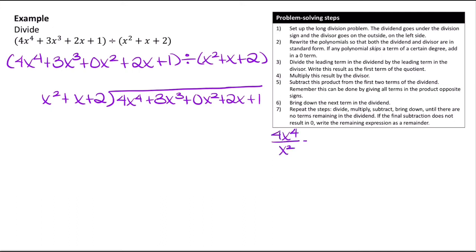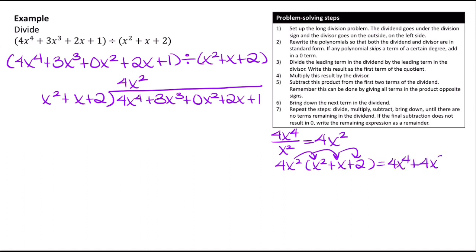x squared. So when we do that, we have 4 and then x to the fourth over x squared, which is x squared. So it's going to be 4x squared, and then we do 4x squared times x squared plus x plus 2. So we're going to distribute that, and that gives us 4x to the fourth plus 4x cubed plus 8x squared. So 4x to the fourth plus 4x cubed plus 8x squared.